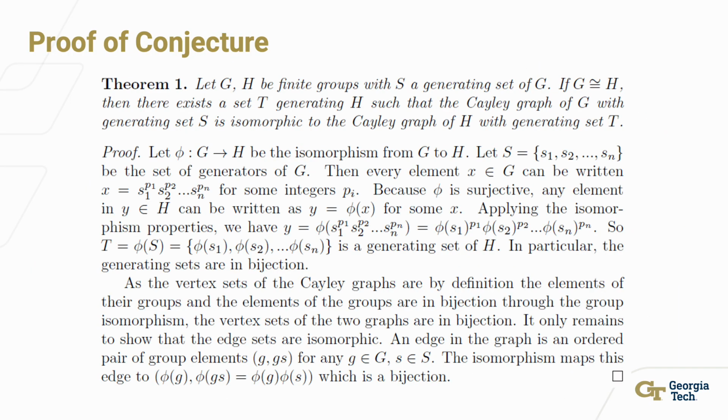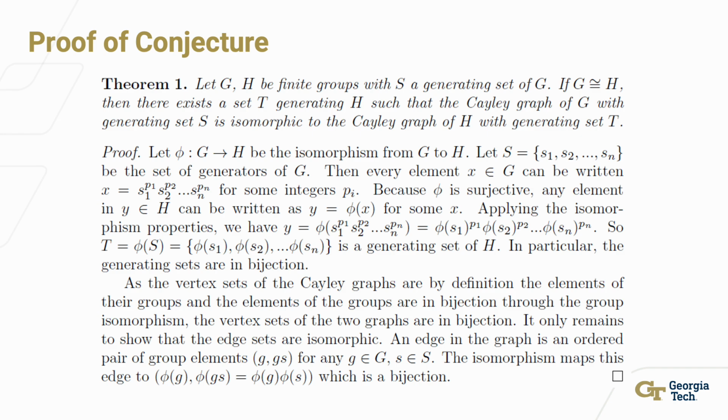Let's look at a proof of the conjecture. Theorem 1. Let G and H be finite groups with S a generating set of G. If G is isomorphic to H, then there exists a generating set T of H, such that the Cayley graph of G and the Cayley graph of H are isomorphic.